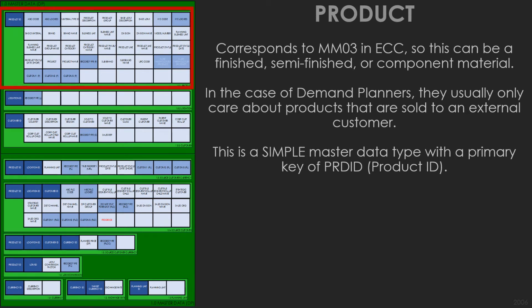Product corresponds to MM03 and ECC, so this can be a finished, semi-finished, or component material. In the case of demand planners, they usually only care about products that are sold to an external customer. This is a simple master data type with a primary key of PRD ID, product ID.